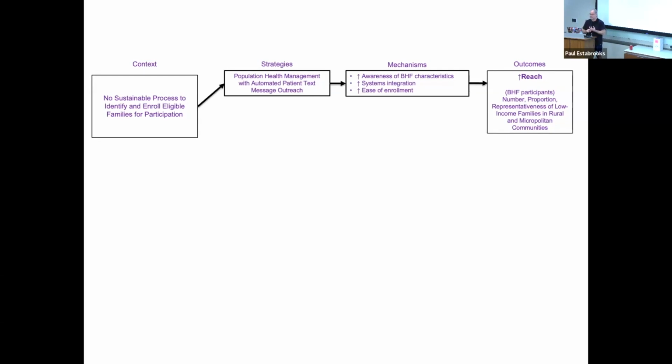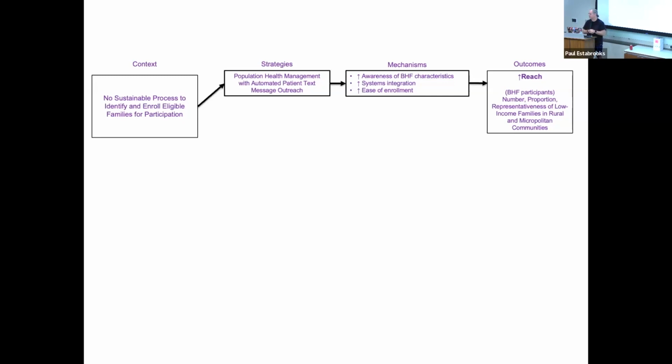The second thing is that it improves integration between the health system in the local community and the community program team, which would increase reach as well, we think. And then it increases the ease of enrollment. Within iPARIHS, we would talk about that as complexity.